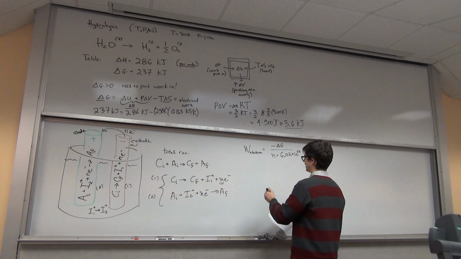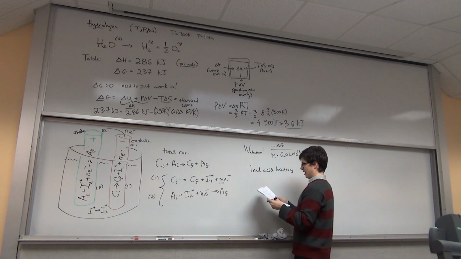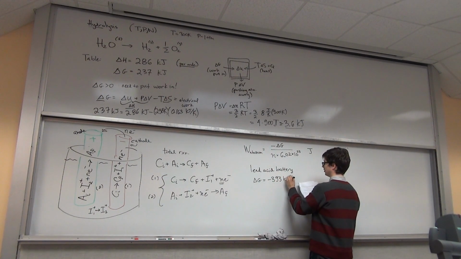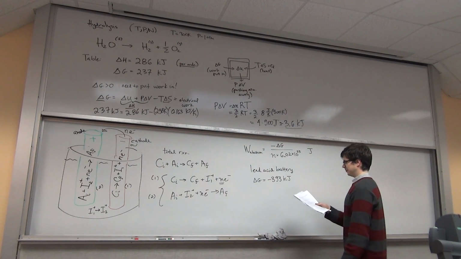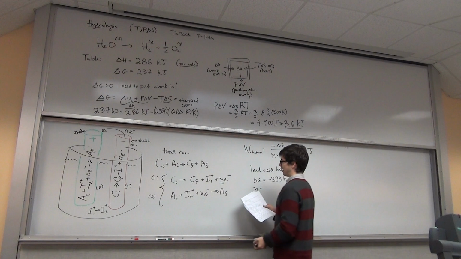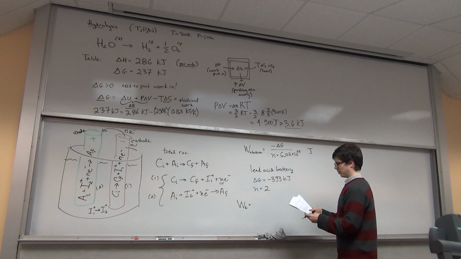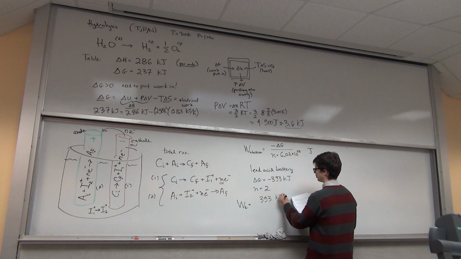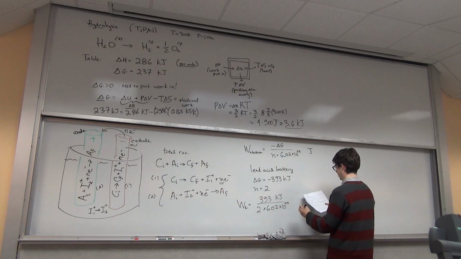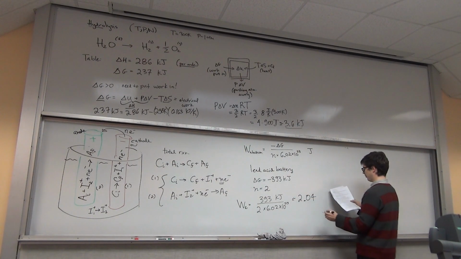So for instance, for a lead acid battery, you can look up what delta G is. Delta G is minus 393 kilojoules for the total reaction. And N, the number of electrons that go around the reaction, is 2. So the work done per electron is 393 kilojoules divided by 2 times 6.02 times 10 to the 23, and that's about, you can calculate it, 2.04 electron volts.